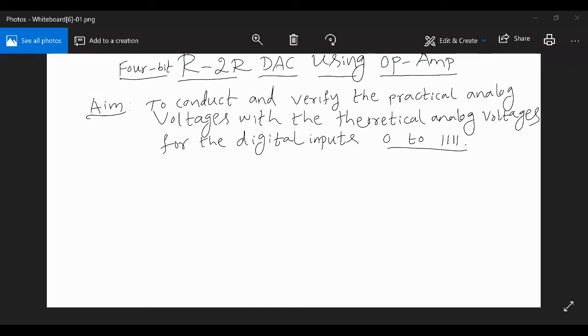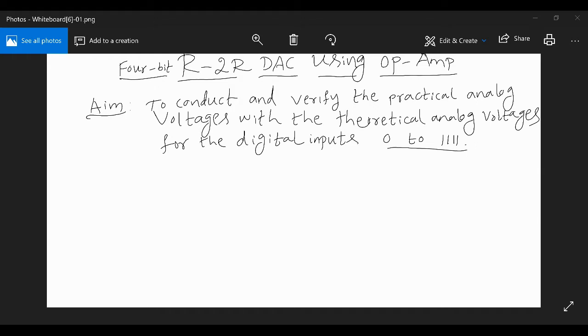I'm going to explain the experiment called R2R ladder or R2R DAC, digital to analog converter, using op-amp. So basically, we study two types of DAC. One is weighted resistor type DAC, the other one is R2R DAC.